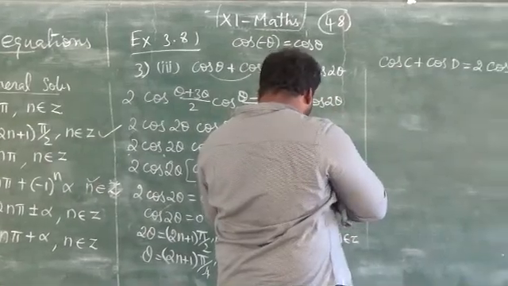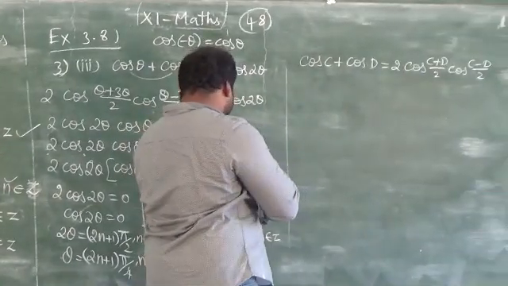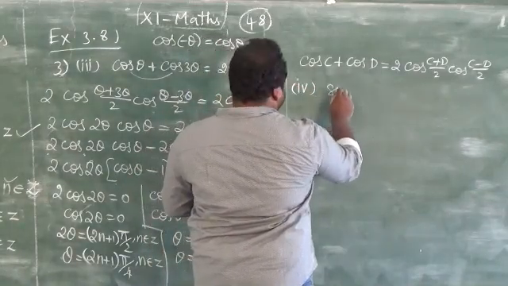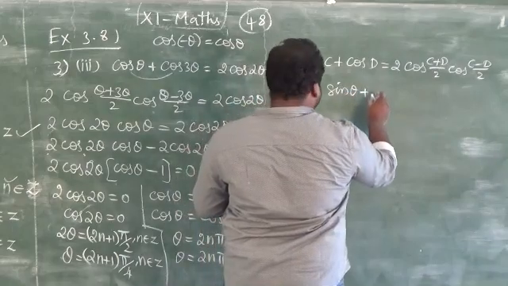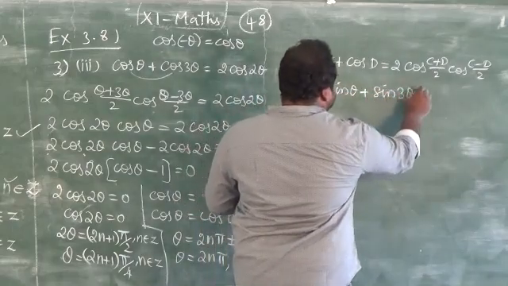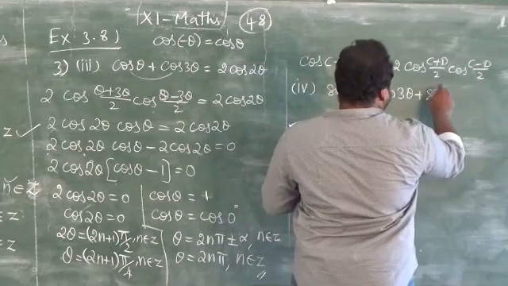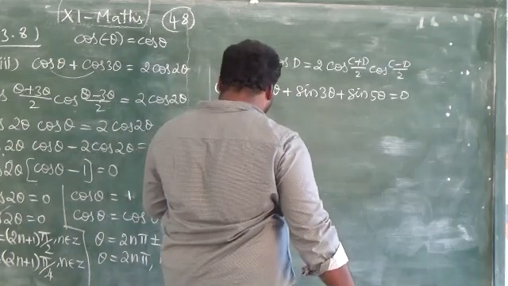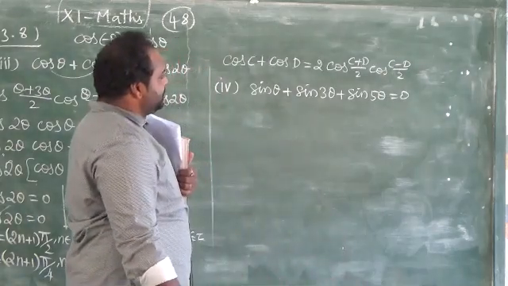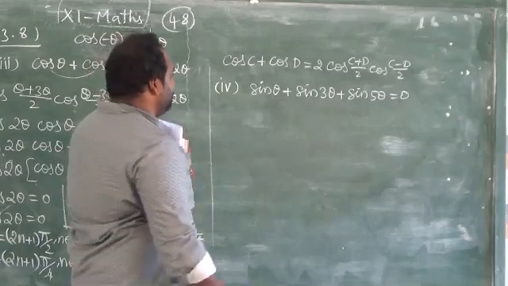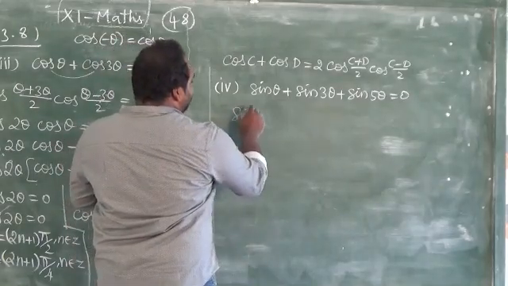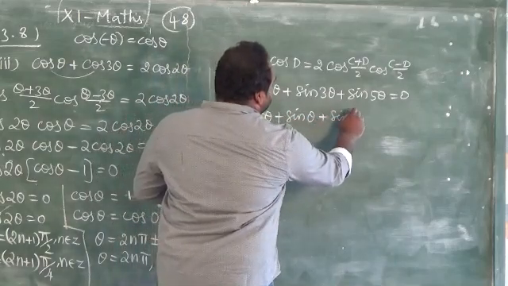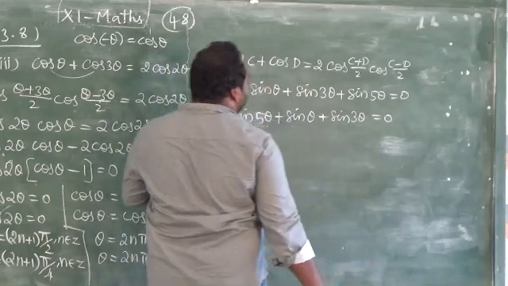Next, fourth subdivision is sin theta plus sin 3 theta plus sin 5 theta equal to 0. So I am going to rearrange these terms for the required formula. Here I am going to rearrange sin 5 theta first plus sin theta second, then sin 3 theta third equal to 0. Why am I rearranging this one?